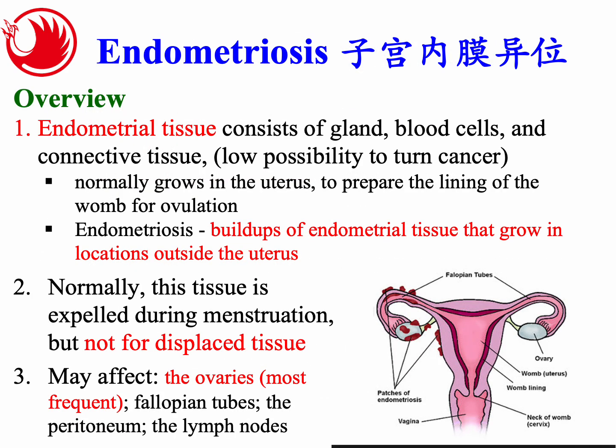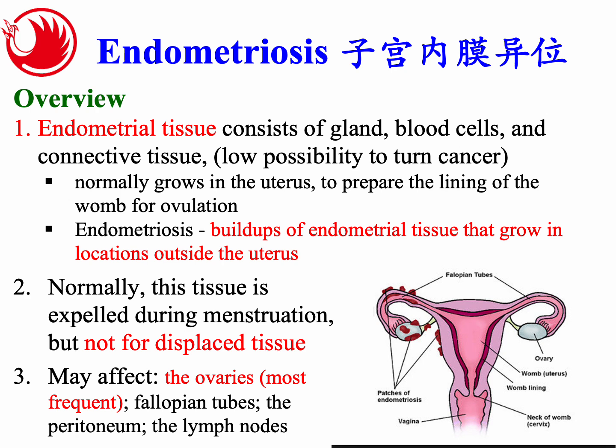Now we look at endometriosis. Endometrial tissue consists of glands, blood cells, and connecting tissue. It grows inside the uterus and prepares the womb lining for ovulation. While it has a low possibility of turning cancerous, it plays a crucial role in the menstrual cycle. So what is endometriosis?